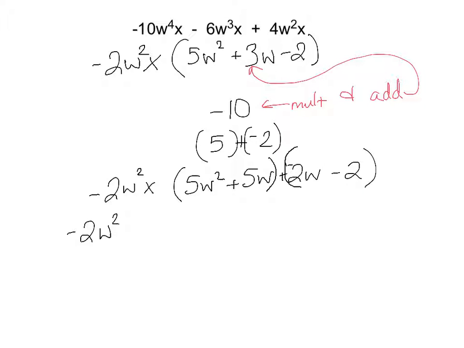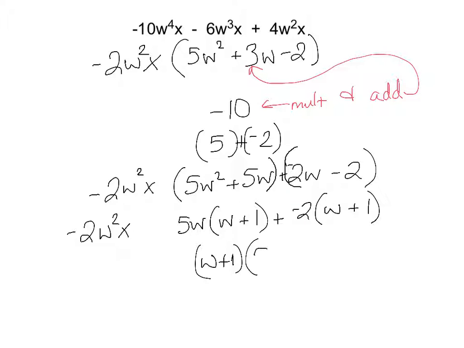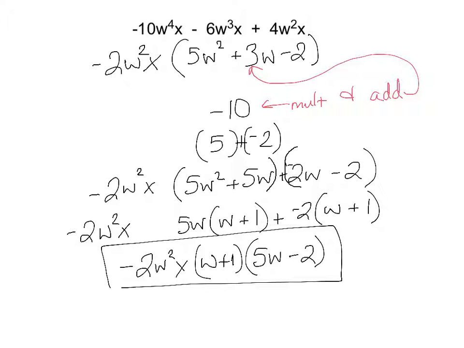Keep your GCF out here, and then you pull out your GCF on each one of these. I'm going to pull out a 5w, which is going to have a w plus 1 left, plus, on this next one, I'm going to pull out a negative 2, which means I'll have a w plus 1. That's good news. Those match. Factor out the w plus 1. Write the leftover. 5w minus 2 is the simplest way to write that. And leave your negative 2w squared x out in front. And we're done.